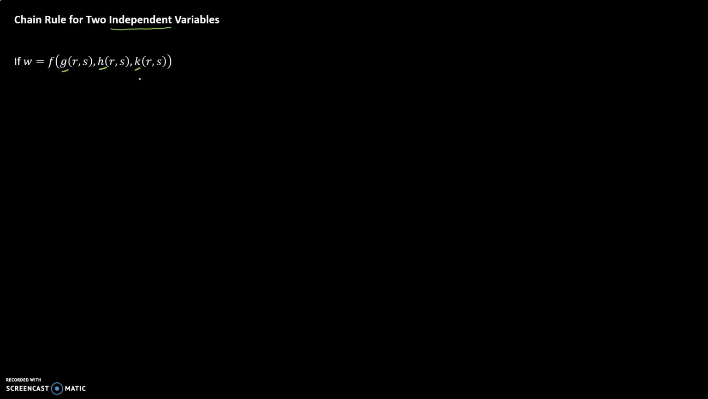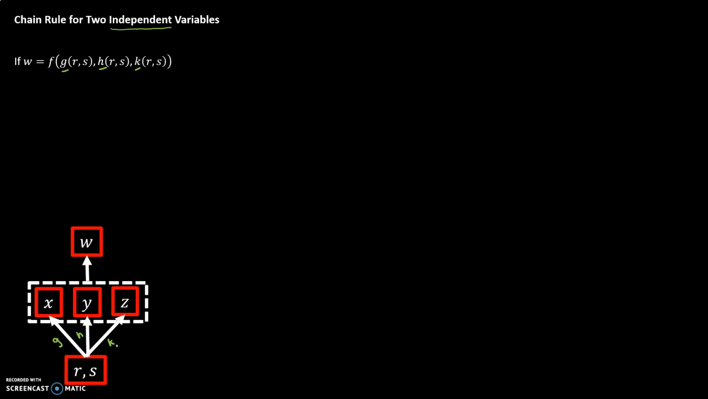But notice that g, h, and k are functions of r and s. So r and s are the real independent variables. When we make our diagram, we'll start with r and s, the independent variables, at the bottom. We're going to send those to the intermediate variables, which I've chosen to call x, y, and z. If we take r and s and plug them into g, we get x. If we plug them into h, we get y. If we plug them into k, we get z. If we group together x, y, and z and plug them into the function f, we get w.